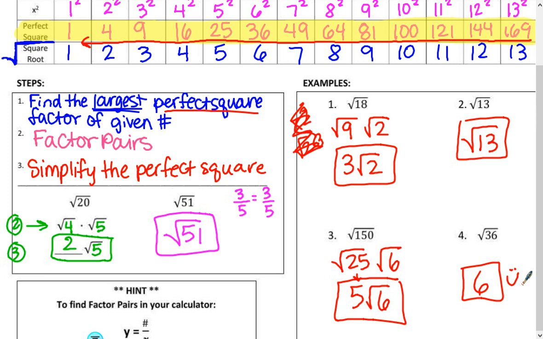Alright, so that's it for simplifying radicals. Go ahead, if you have any questions, go see your teacher, and you should have a practice assignment, a little matching assignment to go on from here. Good luck.